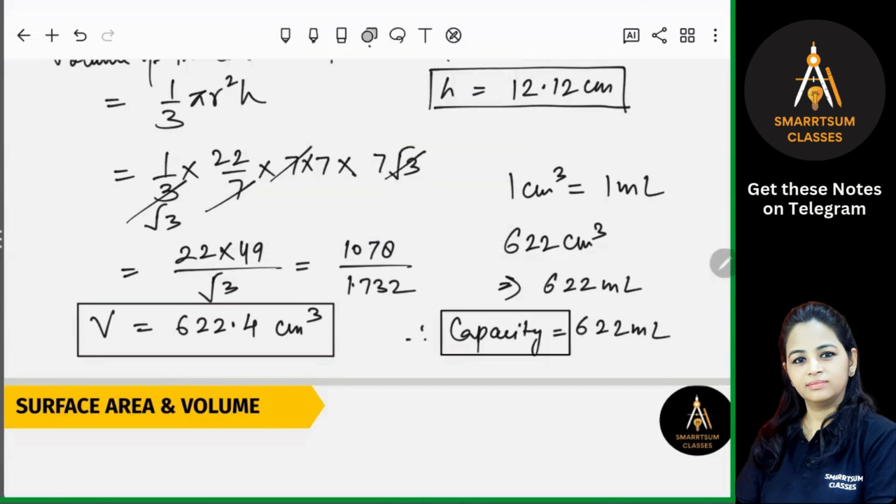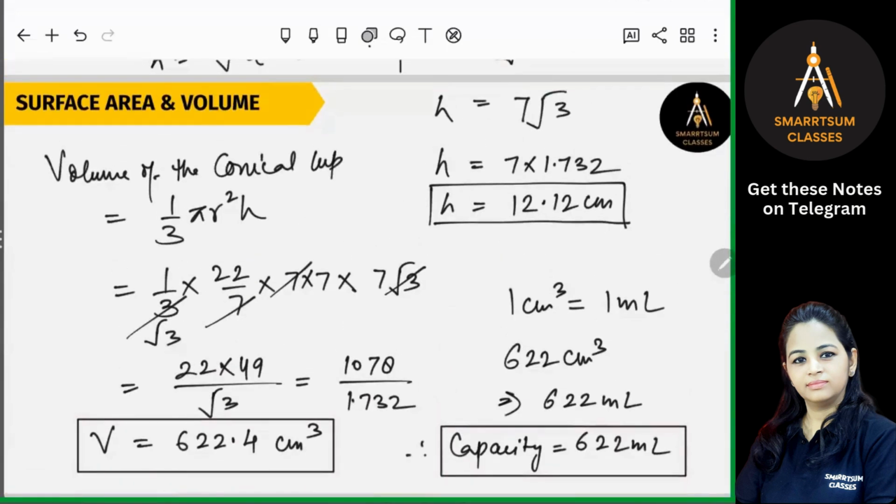So in this way, we have found out the capacity of the conical cup. We have used the relation between the capacity and the volume. If any container has a volume of 1 centimeter cube, then it can hold 1 ml of liquid. Here the volume of the conical cup is 622.4, approximately 622. So if 1 centimeter cube holds 1 ml, then 622 centimeter cube will hold 622 milliliters. Is that clear? So this is the capacity of the conical cup.